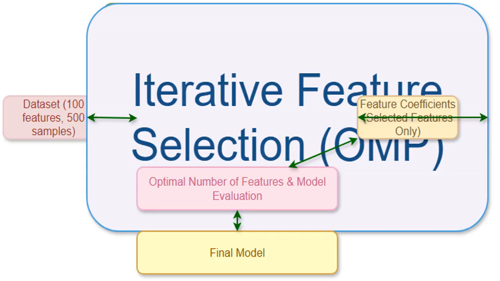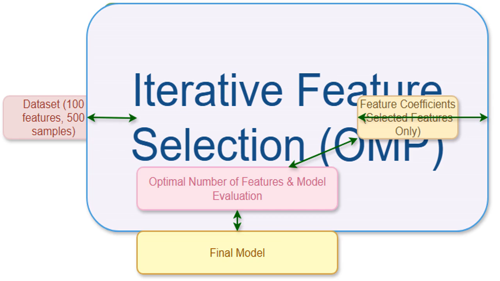The core of the process is iterative feature selection. The algorithm starts with no features selected. At each step, it selects the feature that best explains the remaining error from the previous step. It's like solving a puzzle piece by piece. You identify the most obvious piece first, then add the next most obvious one, until the picture is complete.